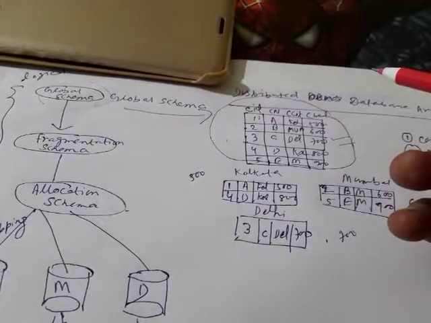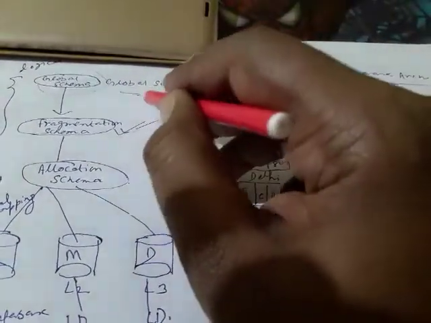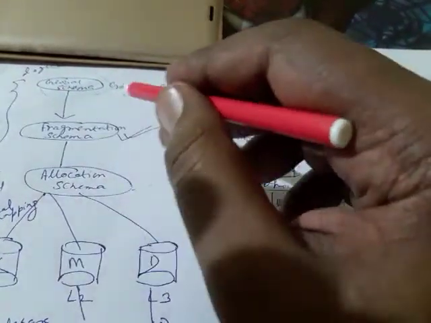What we have to do is go for the division, because we want to divide this table into the form of different cities. How can you do it? You can do it by the fragmentation schema. The fragmentation schema's task is that whatever the global schema is, based on the need of the customer, we have to fragment it, meaning just divide it into smaller portions.